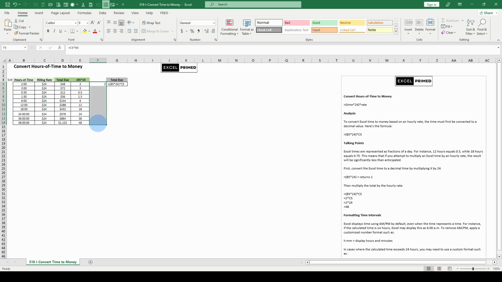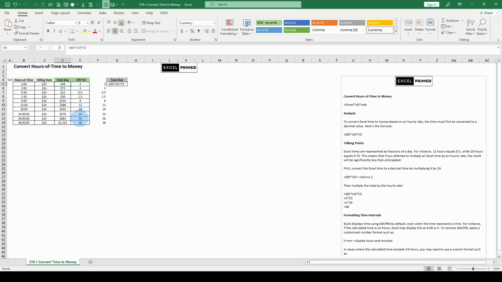You're in a hurry, so you just copy down, control down. And you're going, what happened? And you just didn't bother to look at the format. There's a couple clues. You're in a time format. Multiplying time by billing rate is a route to disaster. Why? Because this is 2 of 24, or 0.005.